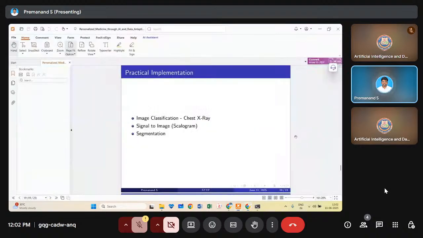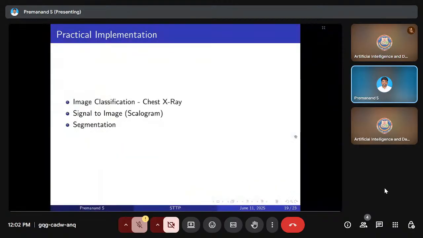Okay, and another thing is segmentation. What is segmentation?